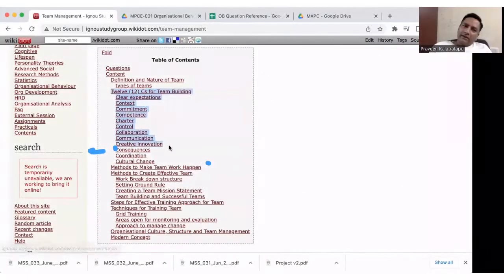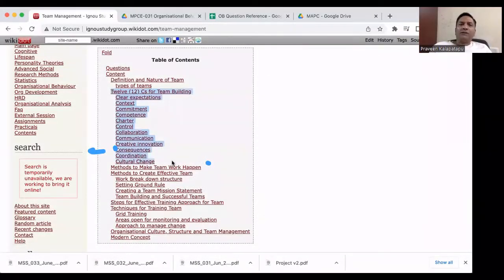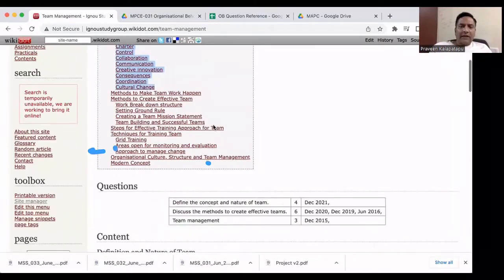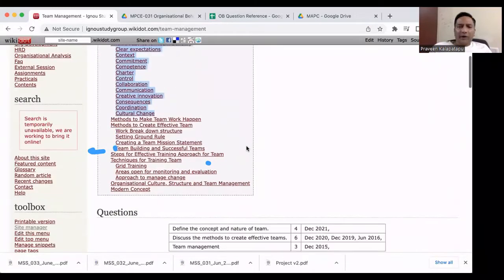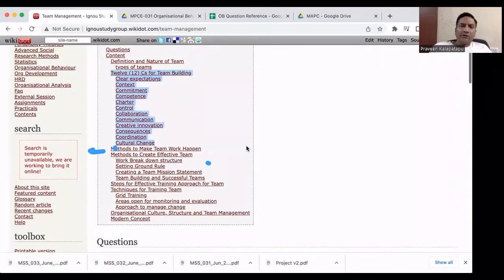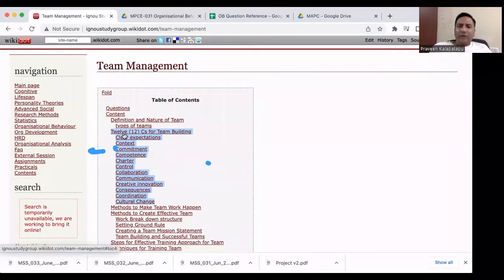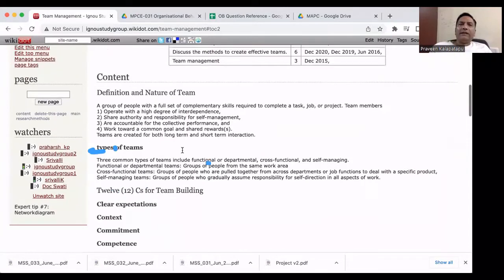Aspect we already covered. Important aspect we already covered in team management. So the rest of the unit is not so important, and the most important part, which is the 12 C's of team building, we have already covered during the leadership related topic. Okay, so we'll go through the definition part of it.